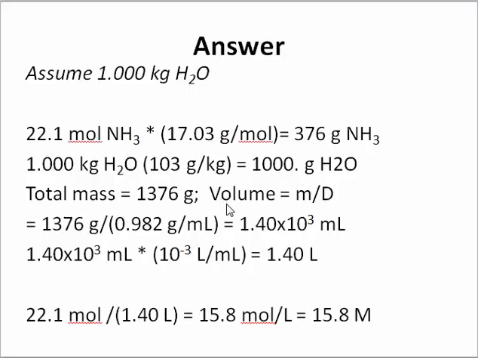We can find a volume of the solution by taking the mass and dividing by the density. 1376 grams divided by the density of 0.982 gives a volume of 1.4 times 10 to the 3 milliliters, or 1.40 liters. We then obtain molarity by dividing moles solute, 22.1, by liters of solution, 1.4, and obtain a molarity of 15.8.